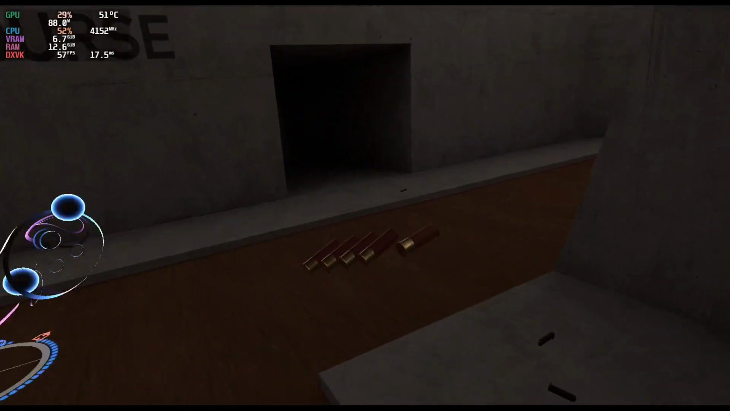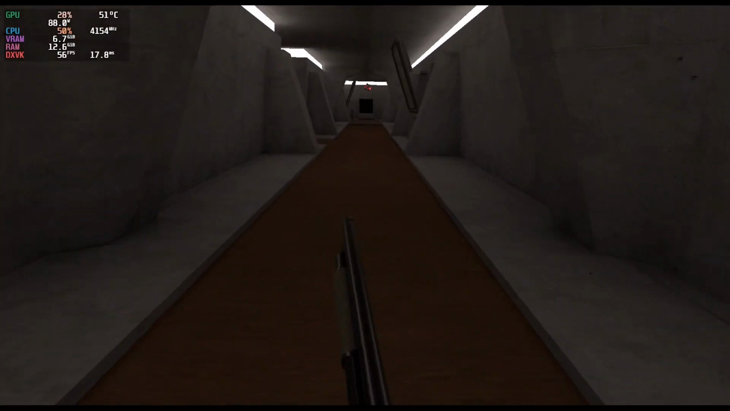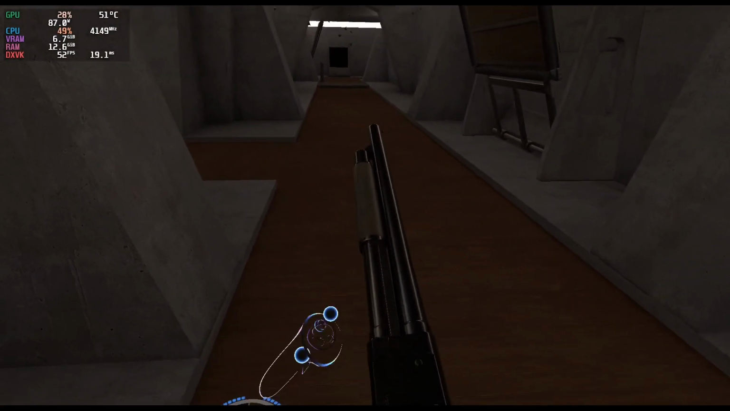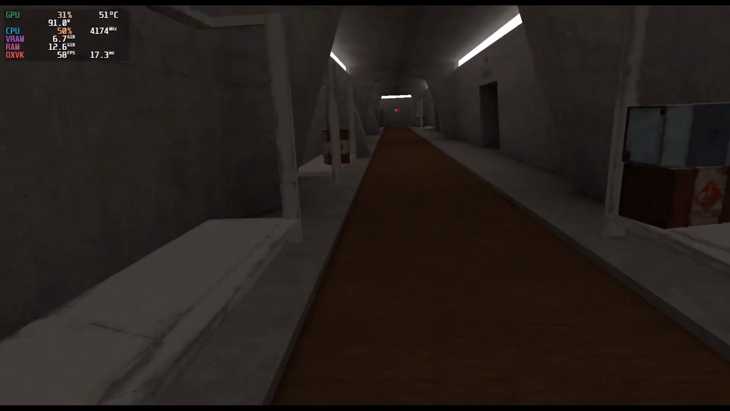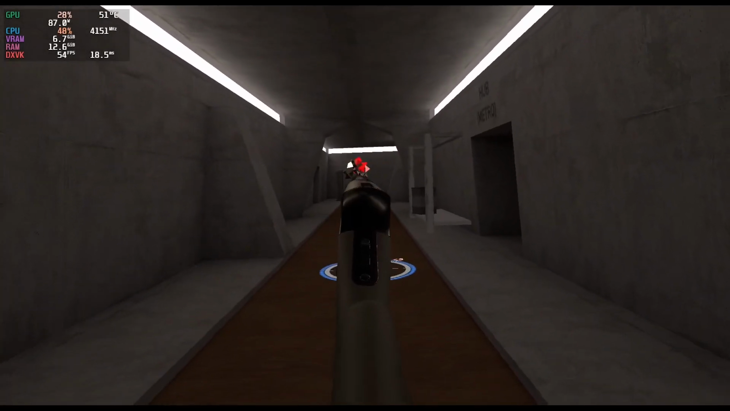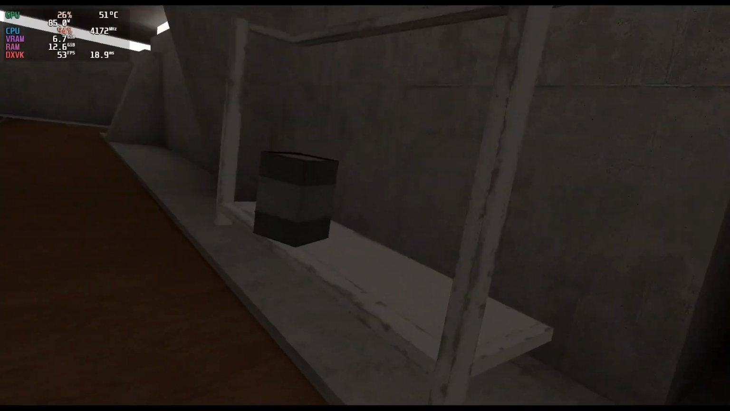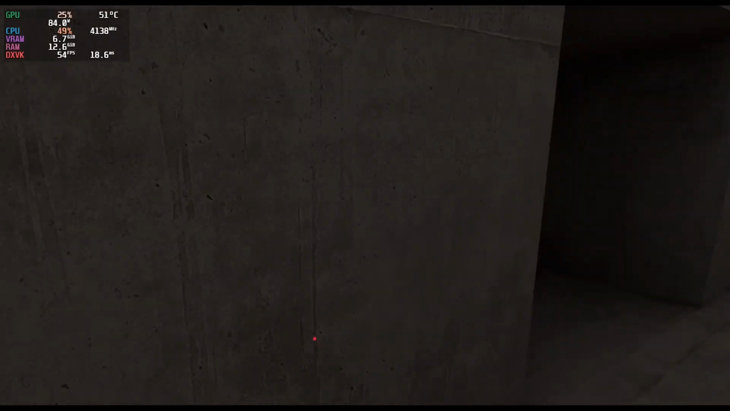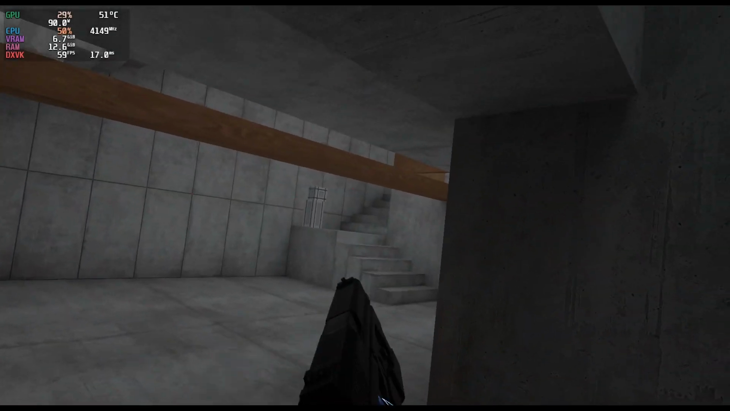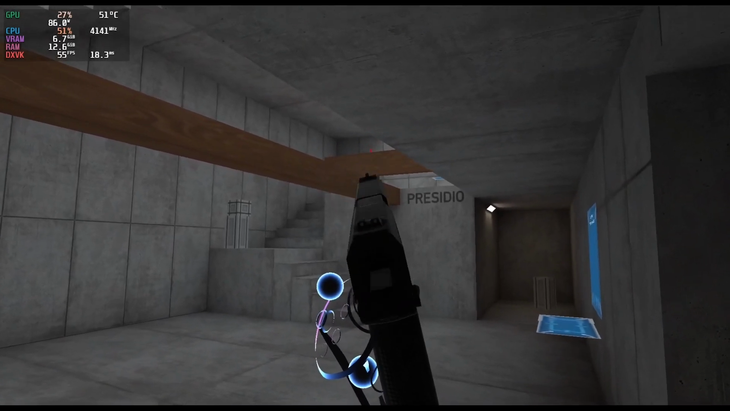Override tokens found. Advance to next system node and take it. Thinking about all the terrible coding mistakes that brought me here. It's over there.